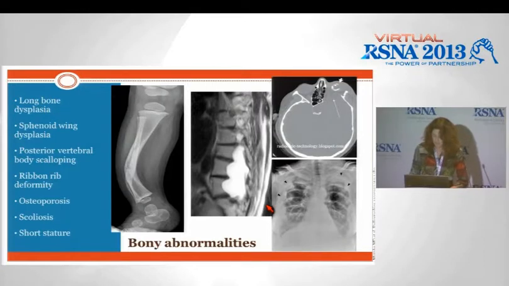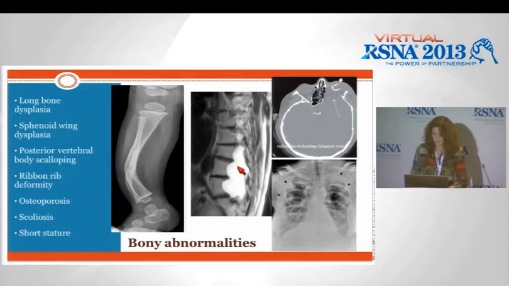Some of the many bone abnormalities that can be seen in NF1 include long bone dysplasias that present in young children as anterolateral bowing of the tibia and fibula, which can lead to pathologic fracture and pseudoarthrosis at the fracture site, as you can see on this image.